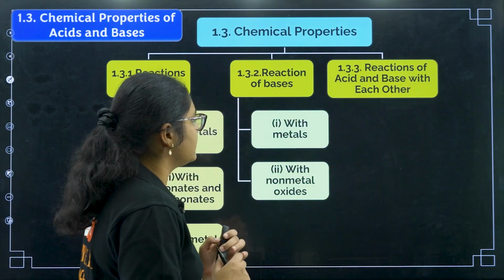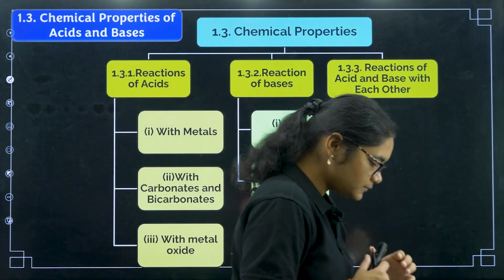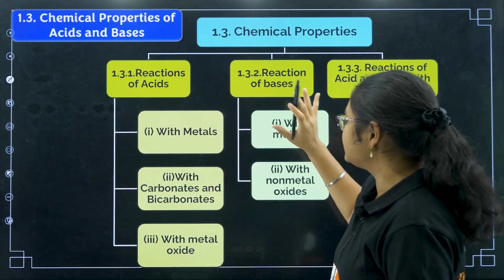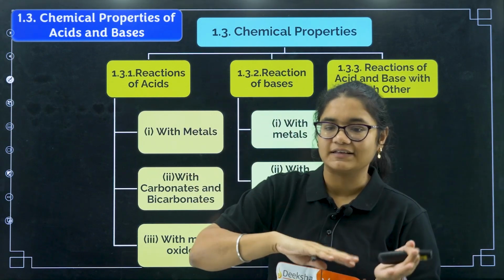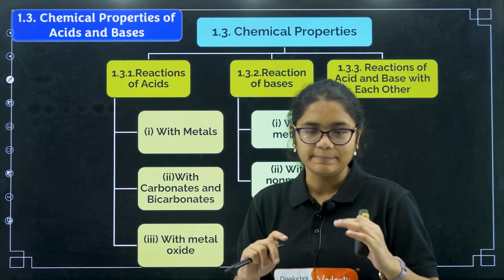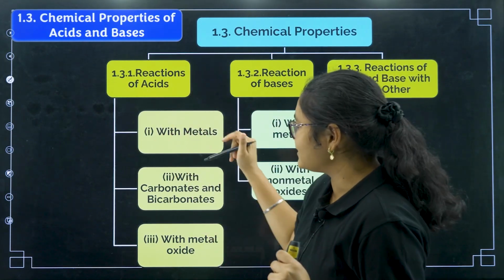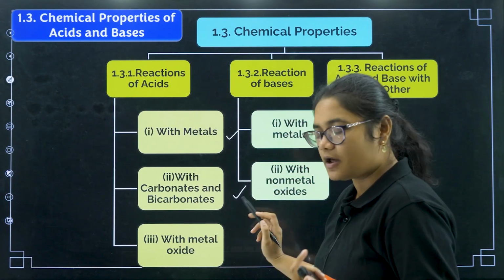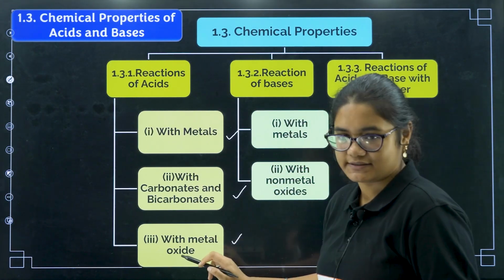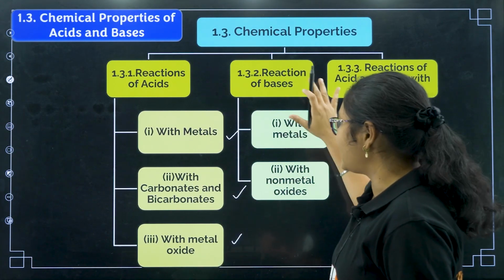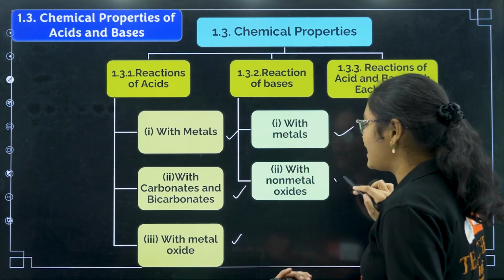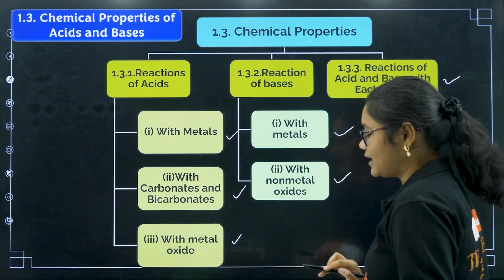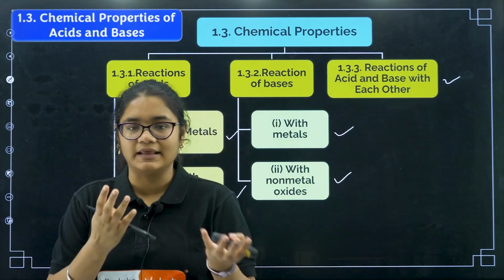Under this we have three things that we are going to study: reactions of acids, reactions of bases, and reactions of acid and base with each other. First, under reactions of acids we have reactions with metals, with carbonates and bicarbonates, and with metal oxides. In case of reactions of bases we have with metals and with non-metal oxides. And here we will study the reaction when acid and base react with each other.